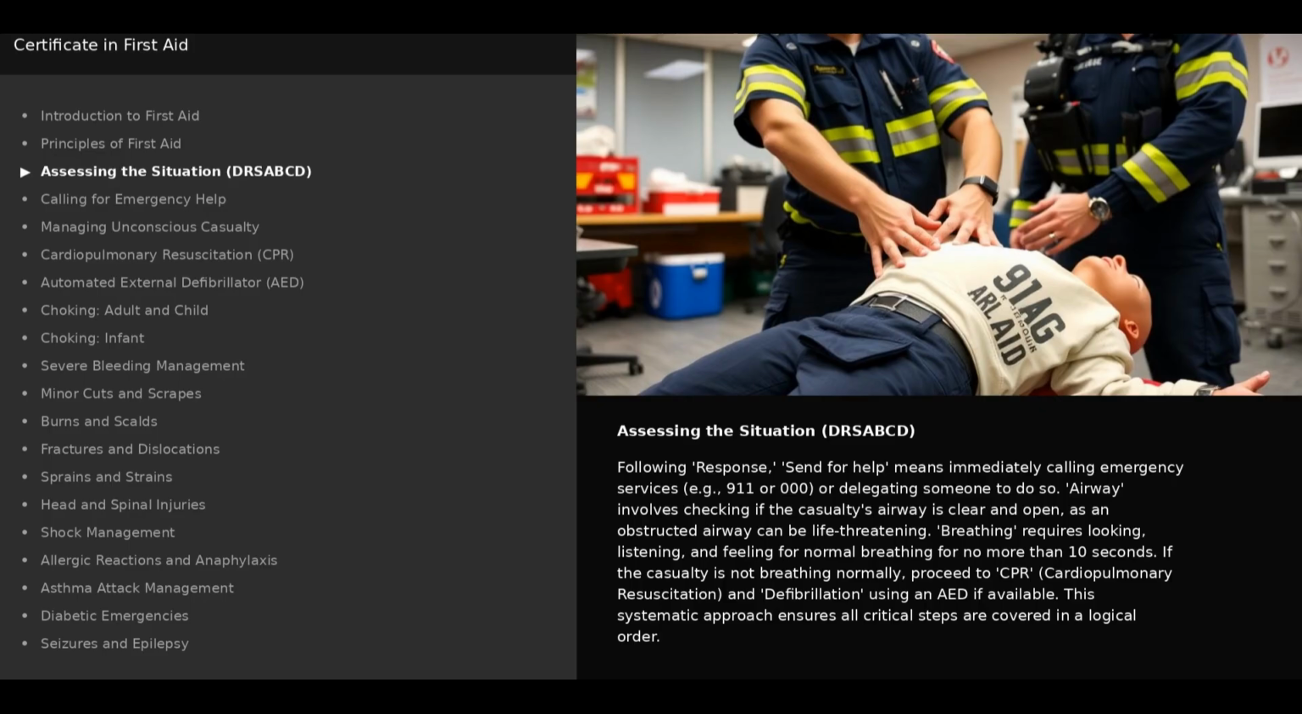Breathing requires looking, listening, and feeling for normal breathing for no more than 10 seconds. If the casualty is not breathing normally, proceed to CPR, cardiopulmonary resuscitation, and defibrillation using an AED if available. This systematic approach ensures all critical steps are covered in a logical order.